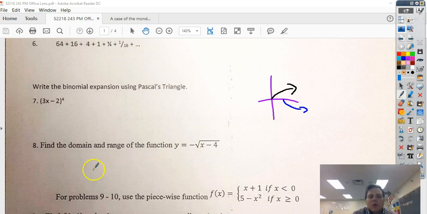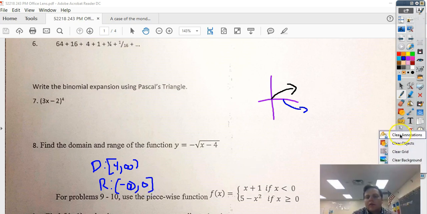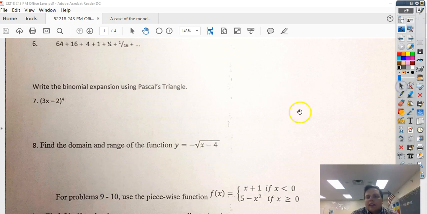So the actual graph for this guy looks something more like this. So, what is the domain? Well, the domain is going to be from 4, and then it goes to the right forever. So that would be from 4 to infinity. And then the range is simply going to be from negative infinity to 0. So I say from negative infinity, that's a parenthesis by the way, to 0. And this is going to be a bracket. Okay? Alright.